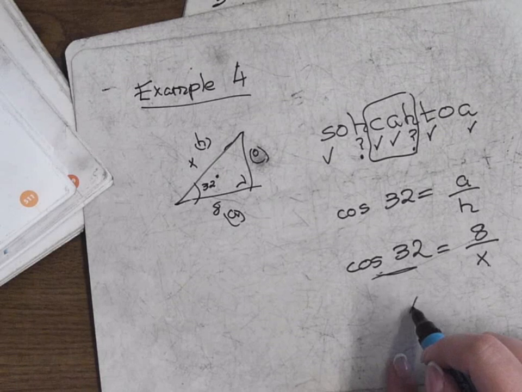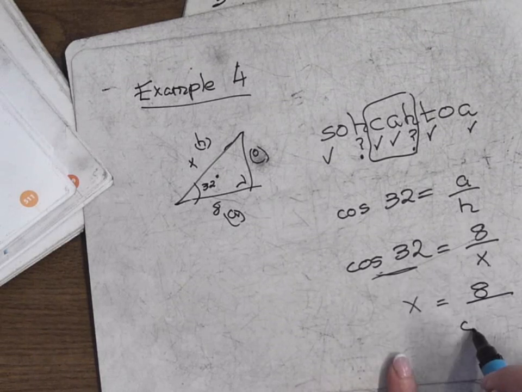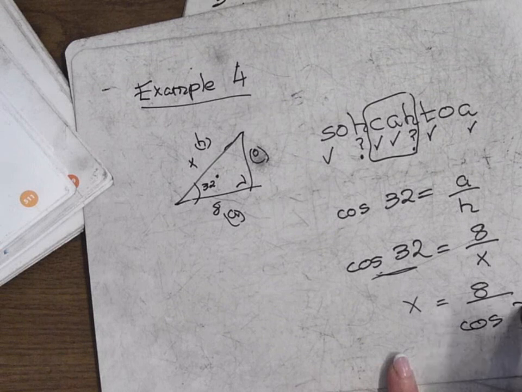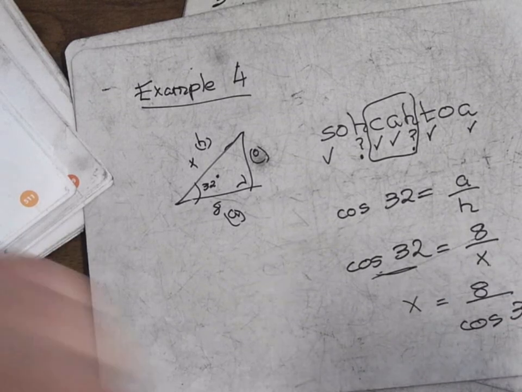So put the x up where the cos 32 was and put the cos 32 down where the x is. Is that okay? Right. When do you do this? When the x is under the line. When the x is under the line, you just swap them. When the x is over the line, you cross multiply.